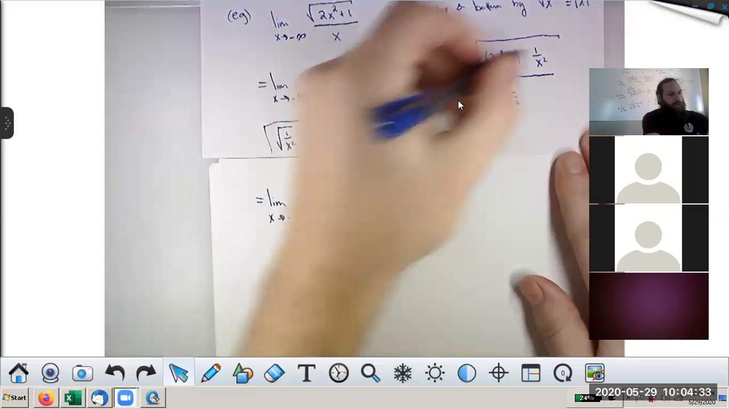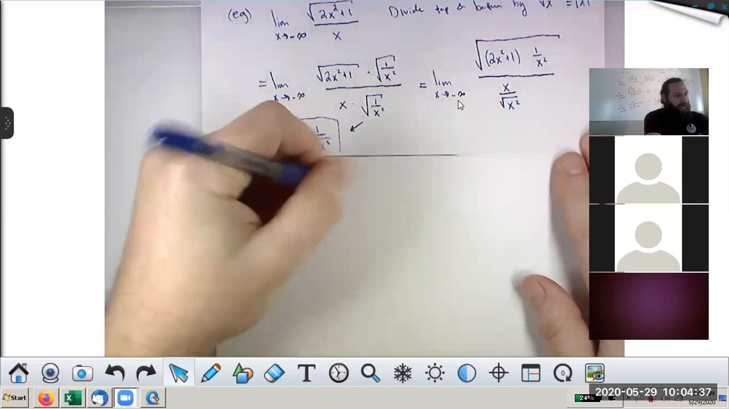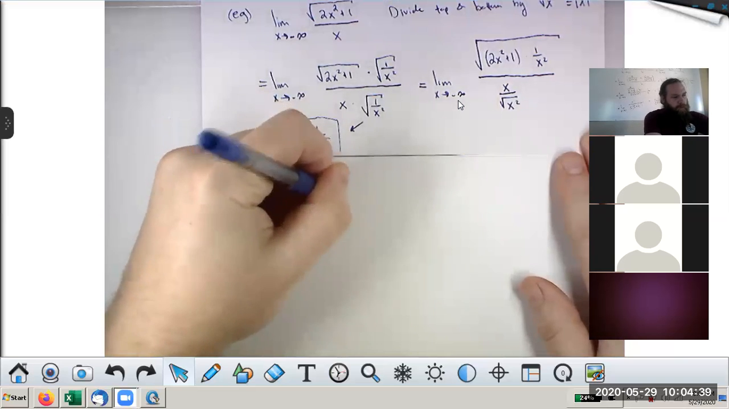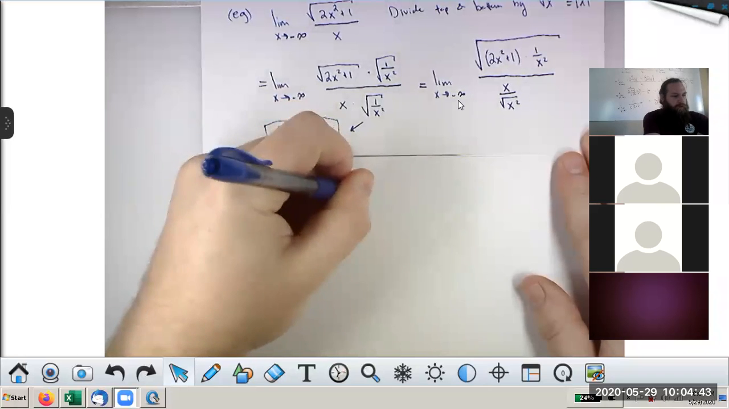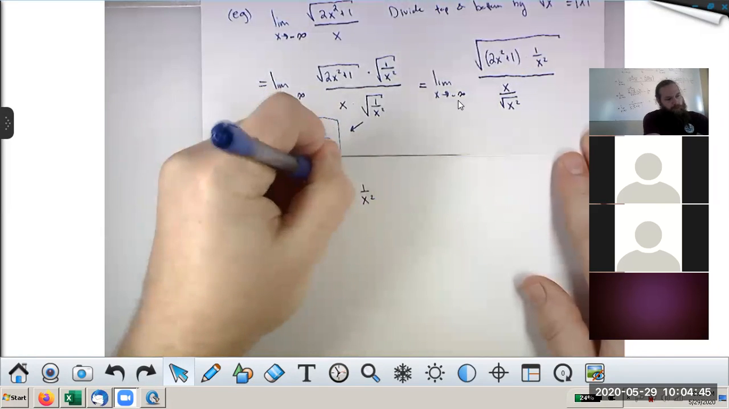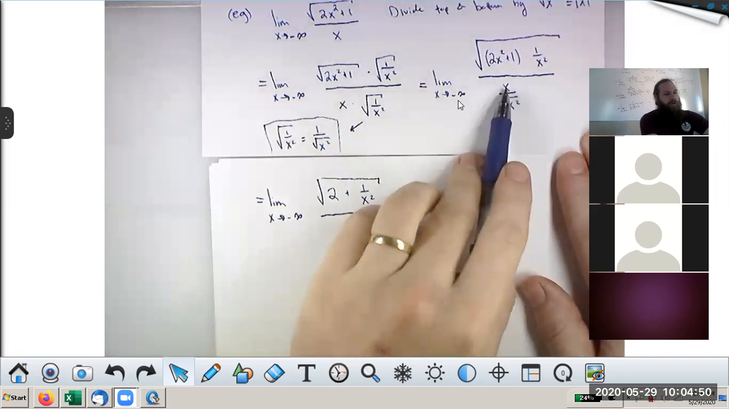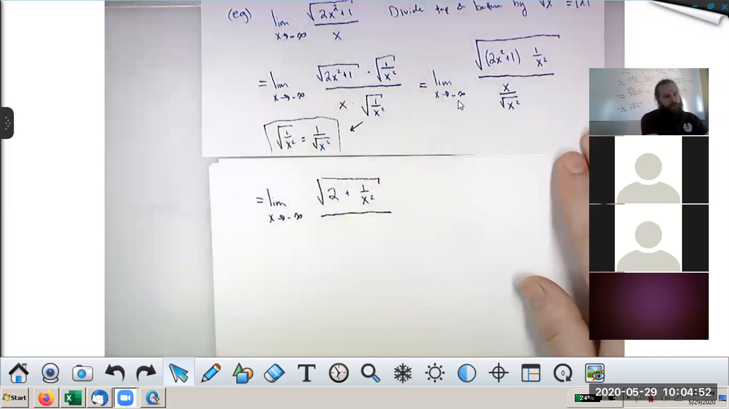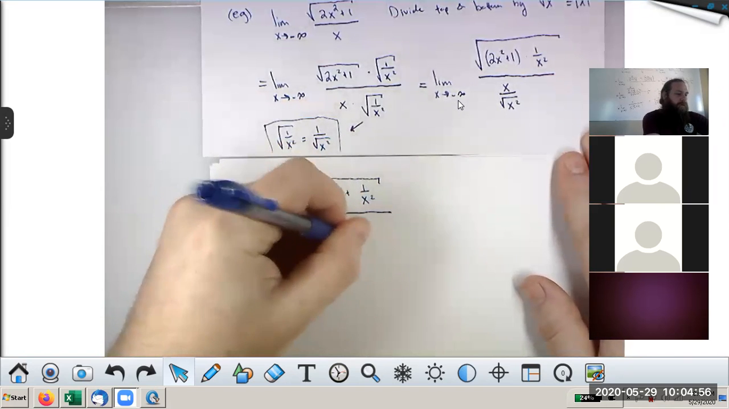I'm going to distribute the 1 over x squared underneath the square root upstairs. And I'll have 2x squared times 1 over x squared. Well, that's 2. Plus 1 times 1 over x squared. Well, that's 1 over x squared. Downstairs, x over the square root of x squared is x over the absolute value of x.